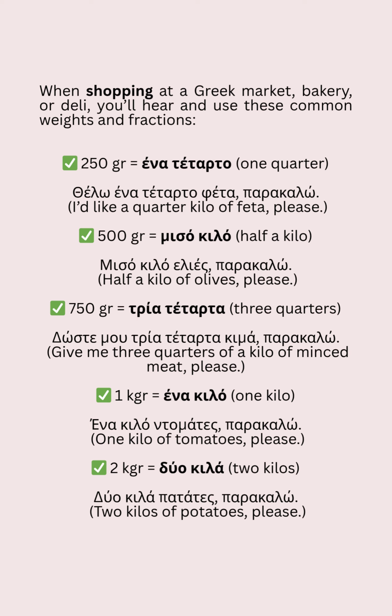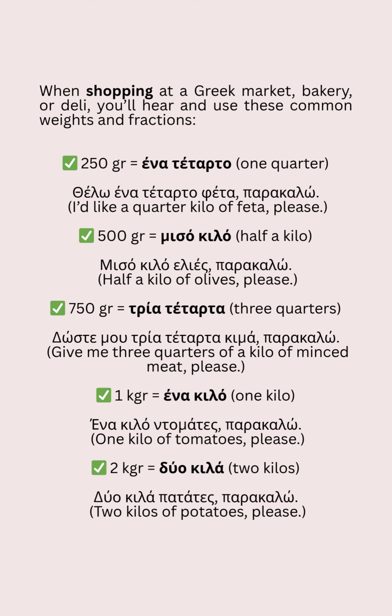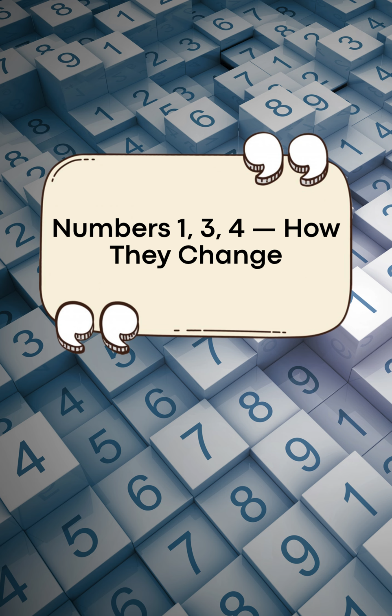So this is how it works. And now we are going to do one of the most important things in Greek: the numbers 1, 3, and 4 change. So look at this one again. I will make some examples later. You will see. So remember this: the 1, 3, and 4 change.